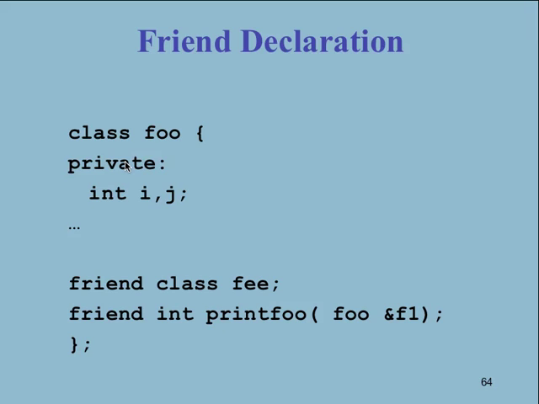So. Your friend declaration here, you actually use the keyword friend class fee, and then we have friend integer print foo, foo, f. Well, you're getting at private. Everything's private in here. So if it weren't a friend, it'd come back with an error message and say, hey, it's not public, it's private, I can't do it, but you're a friend. So C++ is like that.